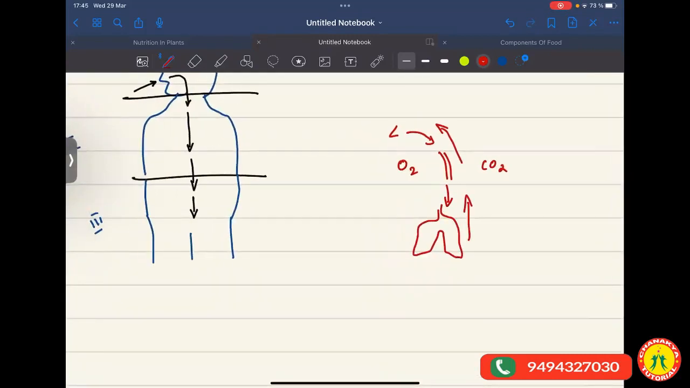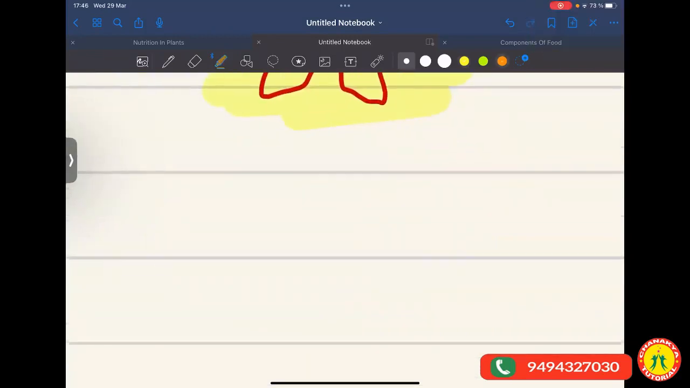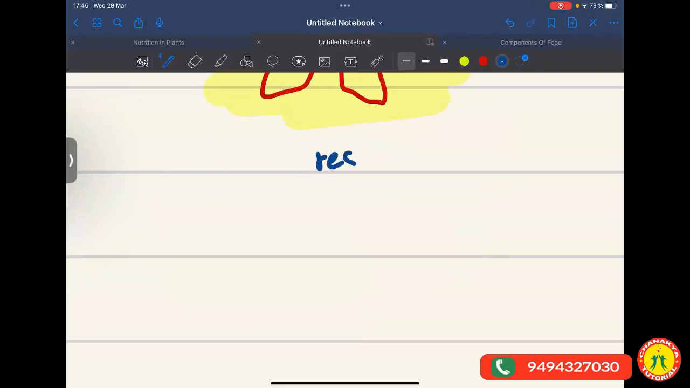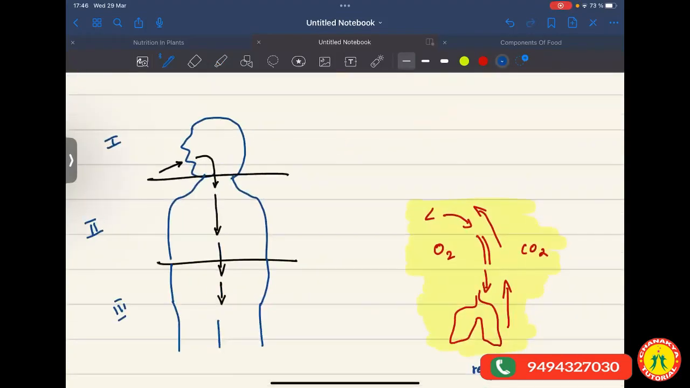So this system where this whole process occurs, you know what the system is called? Anybody knows that? Respiration. Very good. The system is known as the respiratory system. I'll first explain all the important systems in our body, but we are going to focus only on one system. We have the respiratory system.